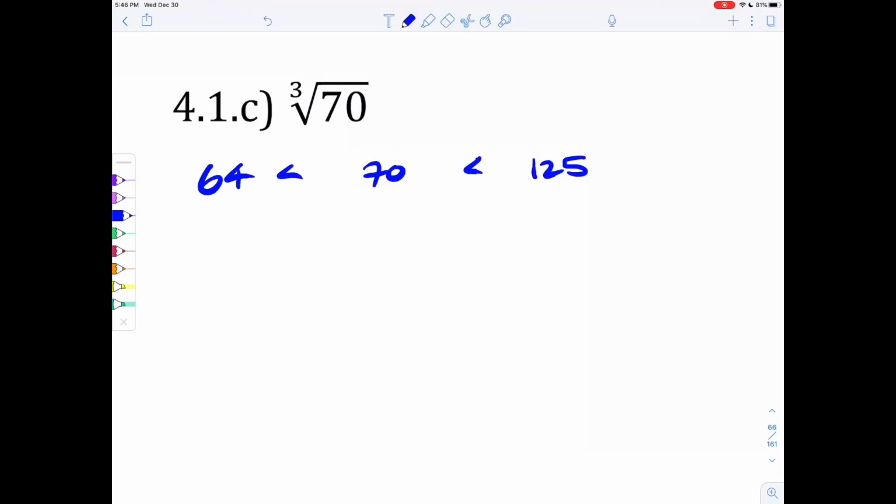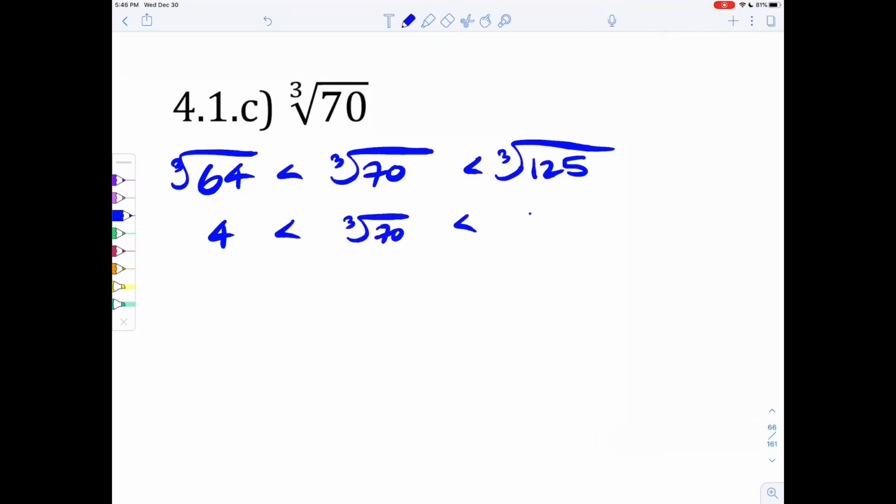And because 70, our radicand, is between 64 and 125, we can say that that order is maintained when we talk about their roots. So cube root of 64 and cube root of 125 surround the cube root of 70. Therefore, the cube root of 70 is somewhere between 4 and 5. 70 is notably closer to 64 than it is to 125. So I'm going to say it's about 4.1. My squiggles need work.